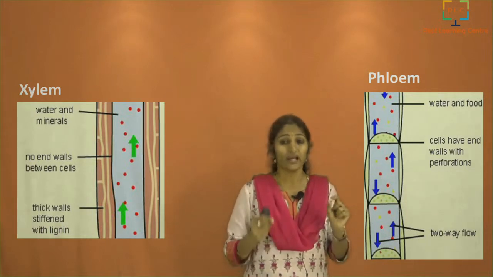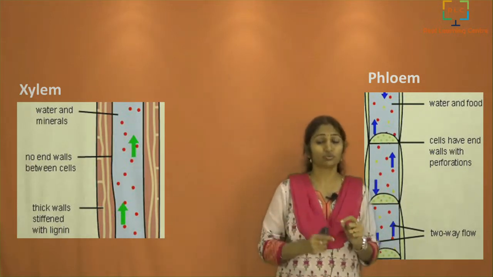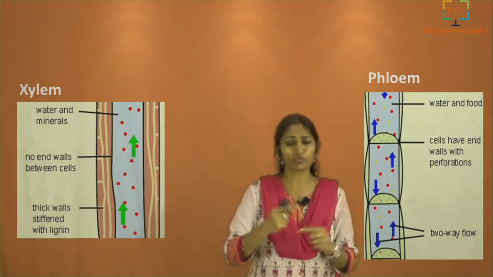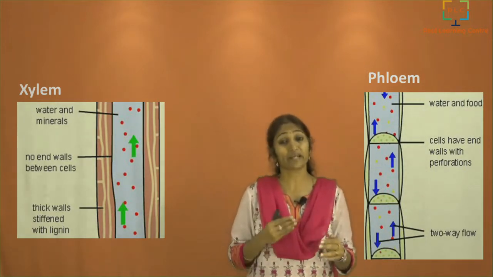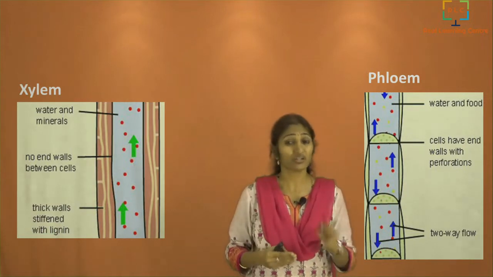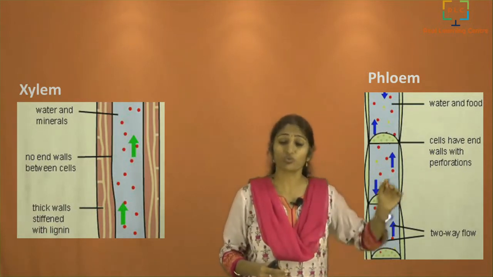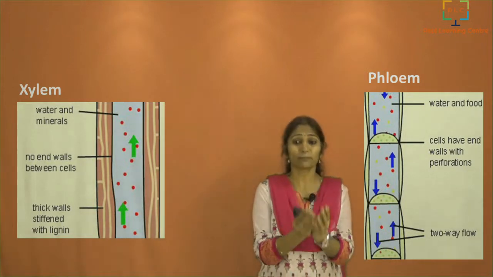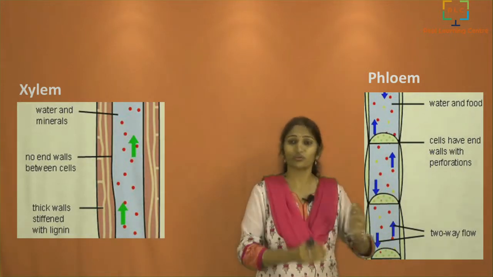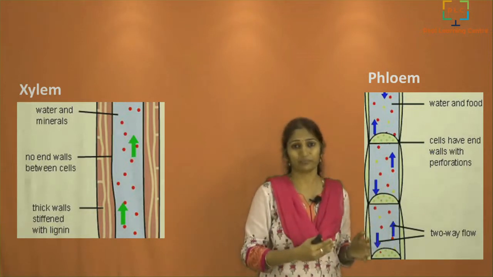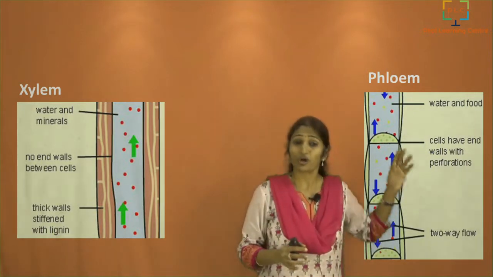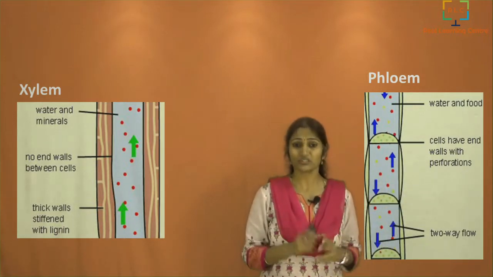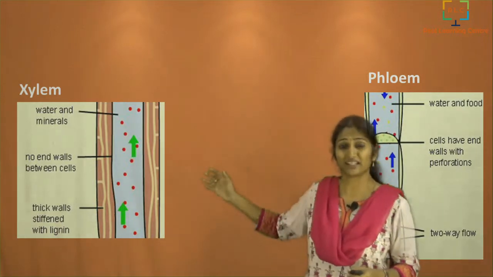So phloem actually helps in the transport of food and water, and many times we see that the movement of the food in phloem can be bidirectional. However, it's not a must that it should move only in one direction or in two directions; depending on where the plant requires food, the food can be carried. However, we will talk more about phloem in our next video. In today's video, let us try to talk about xylem.